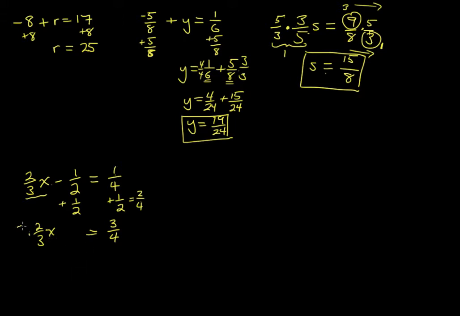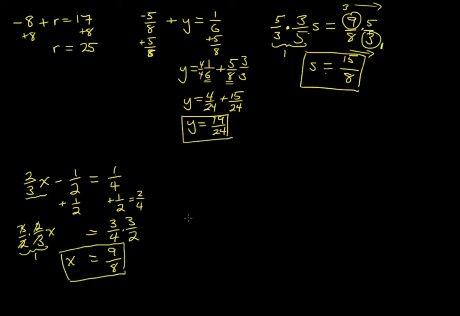Well, now I can just multiply both sides by the reciprocal of 2/3, which is 3/2. That's what I need to multiply in order to make this whole thing a 1 times x. And if I multiply by 3/2 on this side too, then I get x equals 3 times 3 over 4 times 2, 9/8. And that should be it.